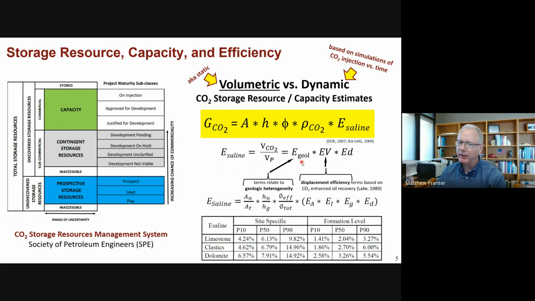They break it out into different terms that relate to, for example, the net area to the total area that you're considering, the net to gross thickness, the effective porosity to the total porosity, and then how the CO2 could displace the fluids within the formation in terms of an areal efficiency, a vertical efficiency, and this displacement efficiency of the fluids. I'm not going to get into all this, but there's a lot packed into this storage efficiency term.